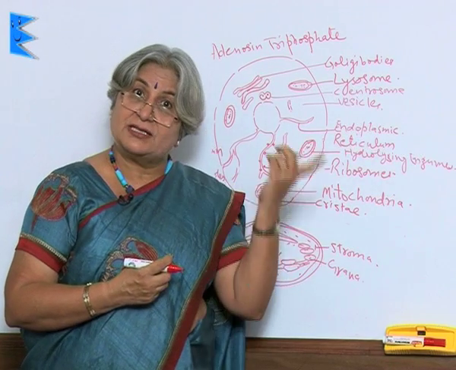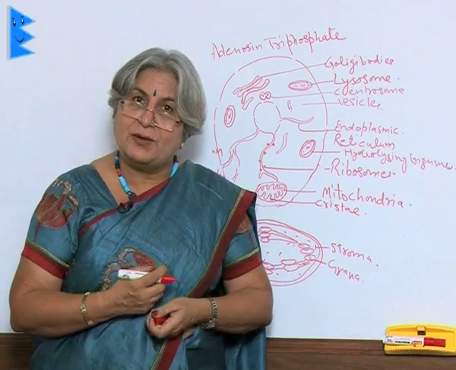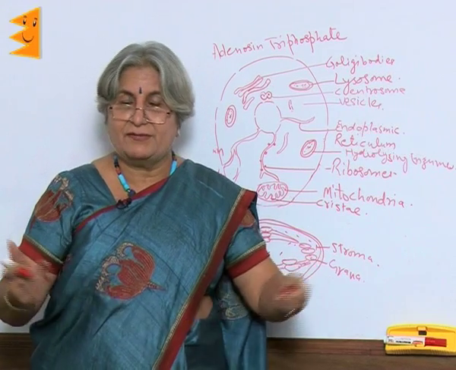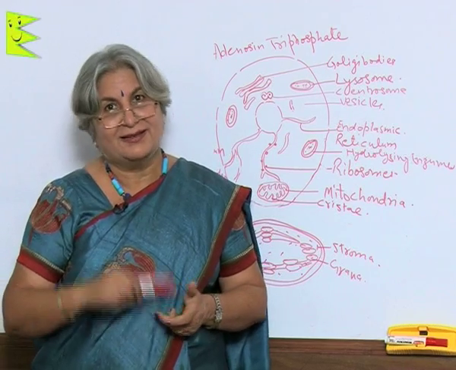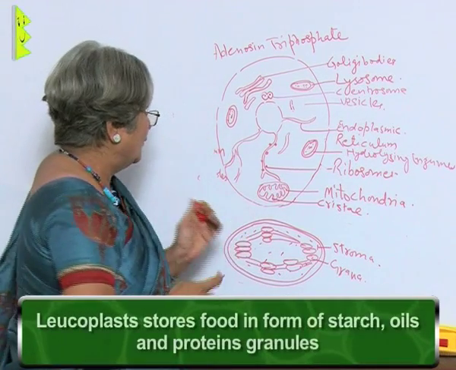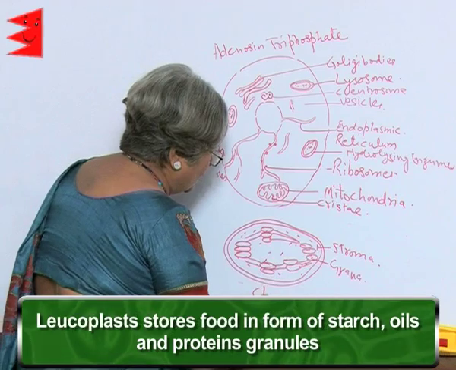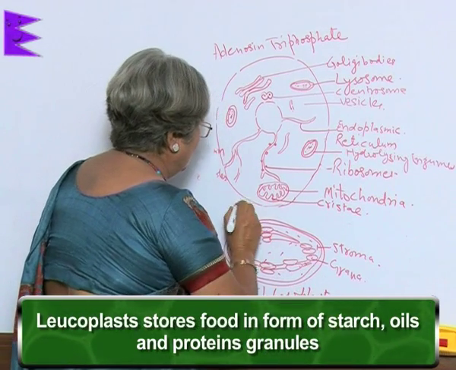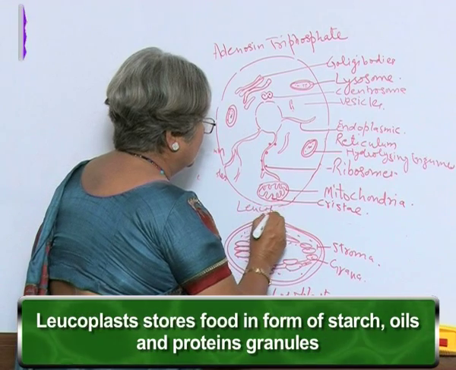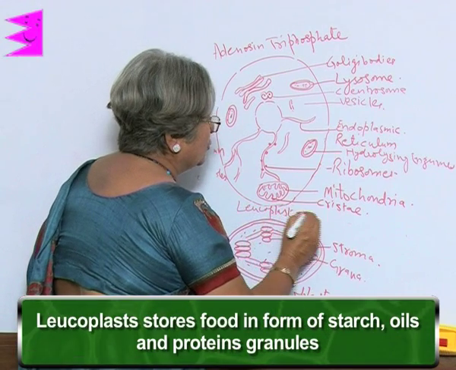Now, going back to the second type of plastid, the leucoplast, what does that do? It does not have even a color. That does not mean it does not have any significance. It has. It stores food. This is chloroplast, and leucoplast stores food.